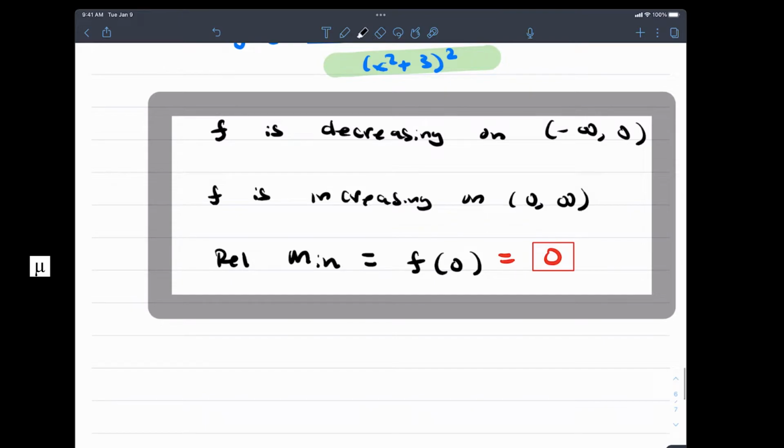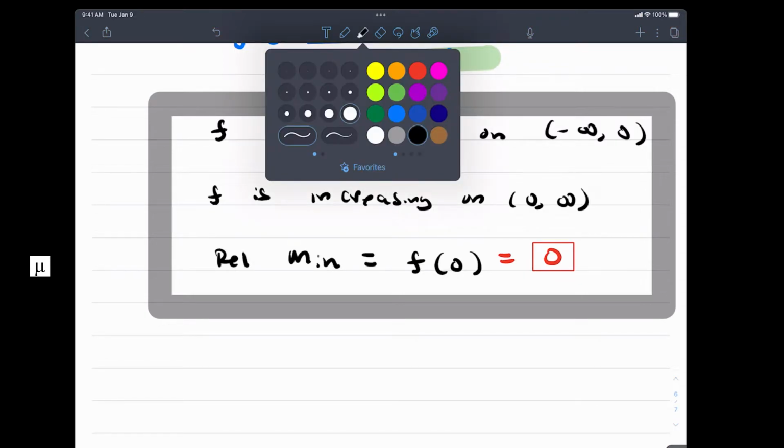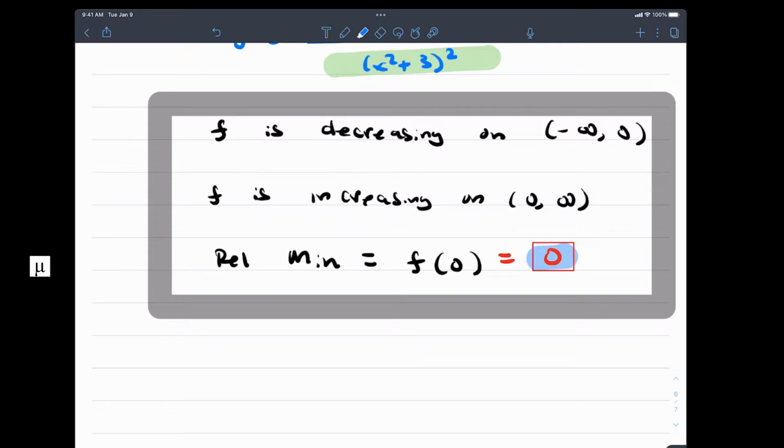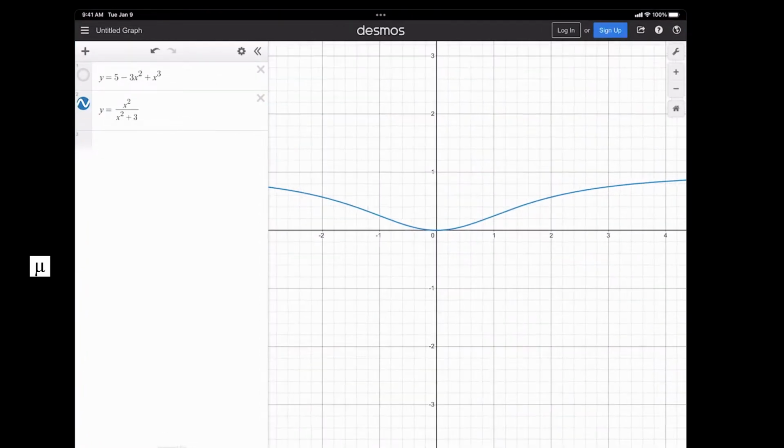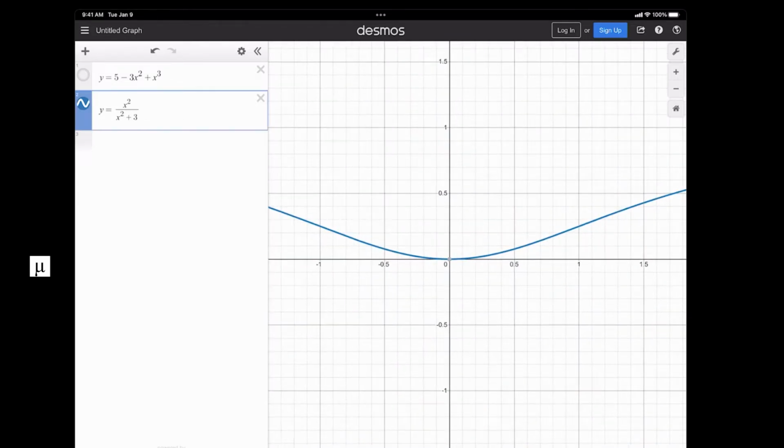Well, good question. The definition of a relative minimum value is really the y value. So we're answering it right here by saying, hey, the relative min is 0. If I go to Desmos, they're saying, what is the minimum value of your function? It's 0.